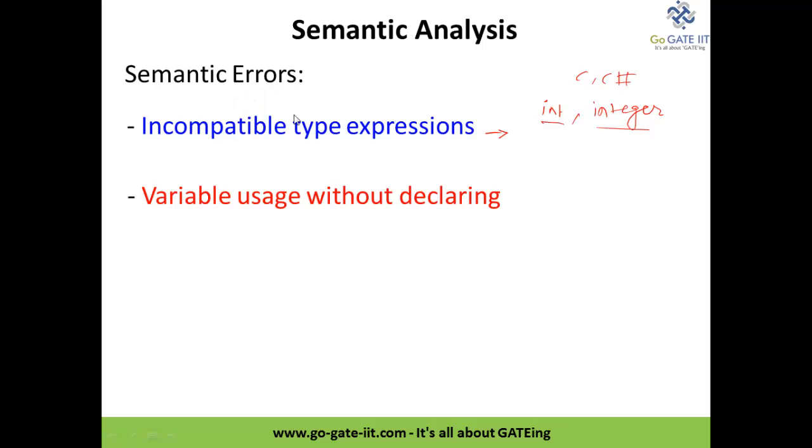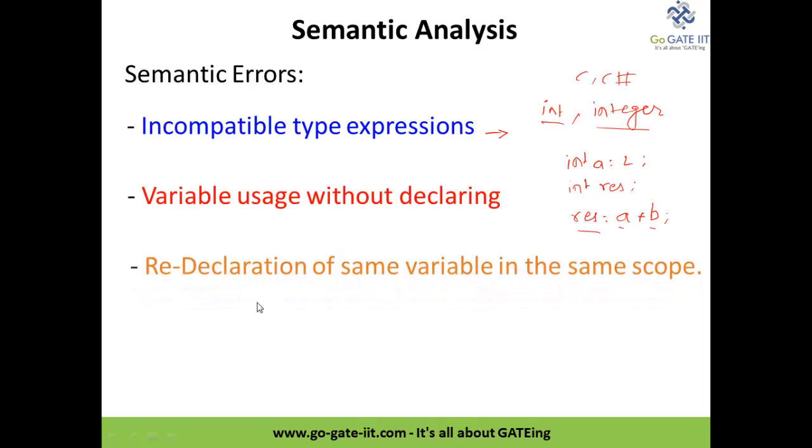Say, for example, you have an addition program and you have declared int a equals 2 and int result. You have two variables and you are using a plus b. Here result and a are declared already, but b is not declared. You will definitely get a compile time error stating that b is not declared or not defined anywhere. So variable usage without declaring also comes under semantic analysis errors.